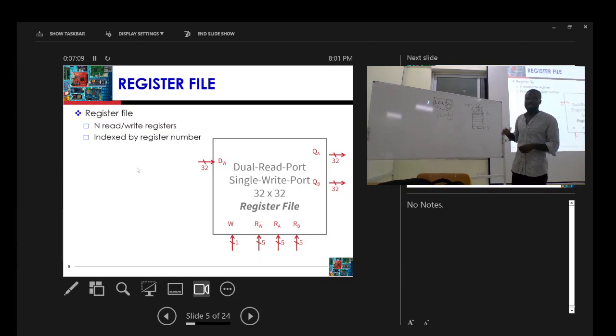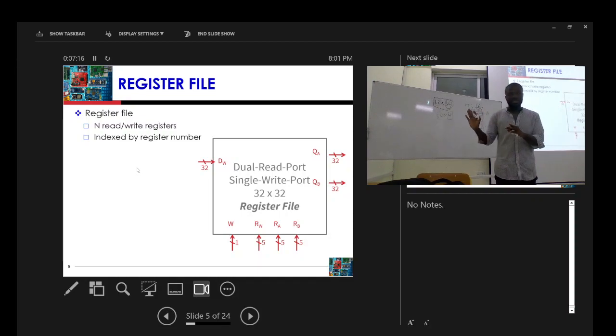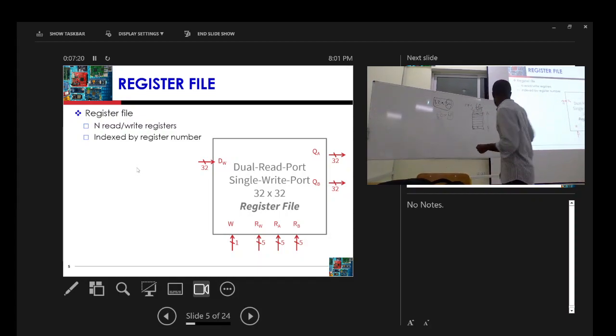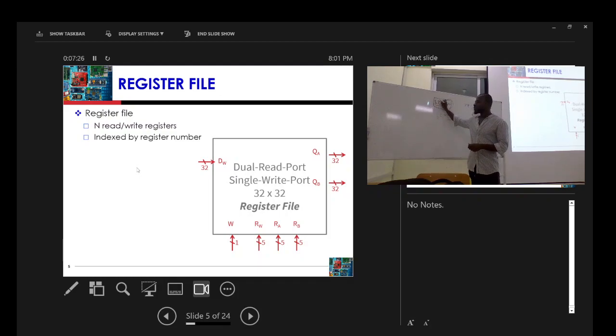The number of registers. What does 32 mean? The data width. Simple, right? So now if you look at this diagram here, if I give you a 32 by 32 bits, it means that the data width is 32. So the input to the register file is 32 bits, as you can see here.